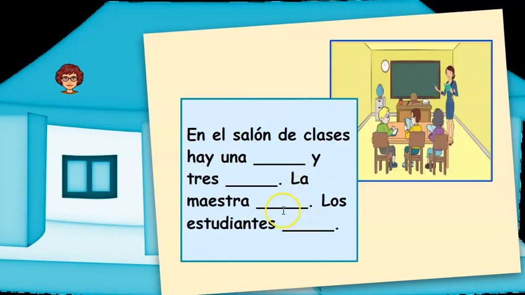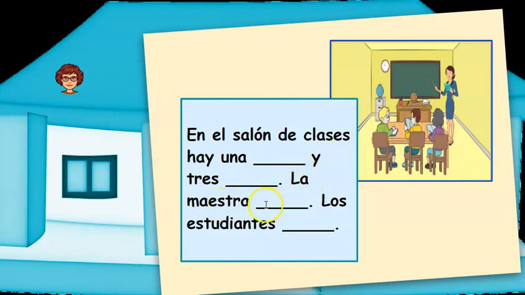Ahora vamos a practicar hablar y hacer oraciones y a describir cosas. So we're going to practice speaking, writing sentences and describing places, people, things, etc. So en el salón de clases hay una... y tres.